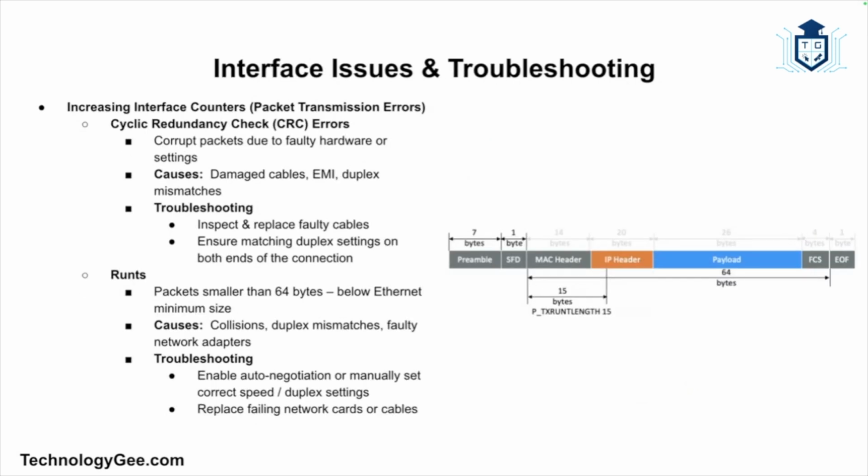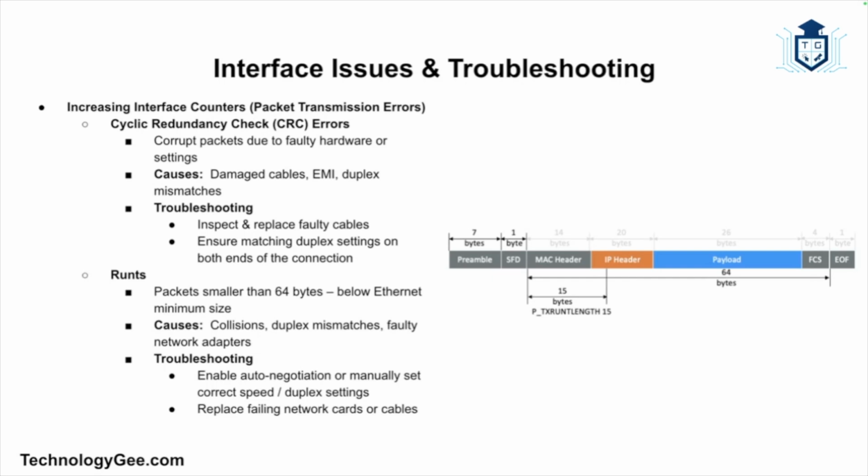All right, moving on, let's talk about some interface issues. Let's first talk about increasing interface counters. Errors in packet transmission indicate underlying issues. Within that, we have cyclic redundancy checks, or CRC errors. This occurs due to corrupt packets caused by faulty cables, interference, or incorrect duplex settings. To troubleshoot this, you want to replace or inspect cables for damage. Then you want to check your duplex settings because they should be matching on both ends.